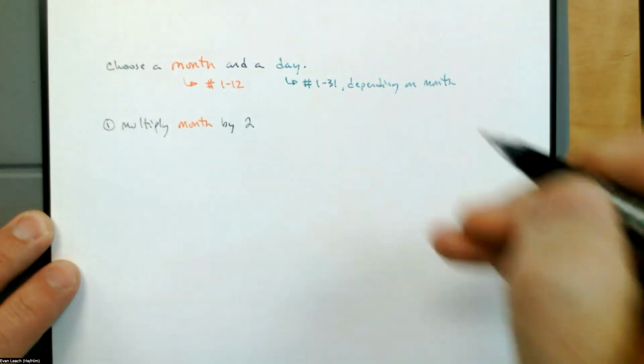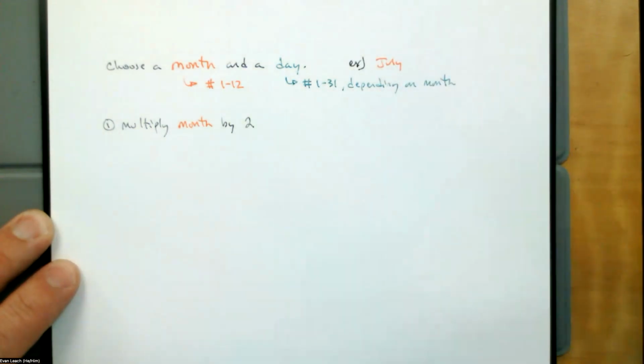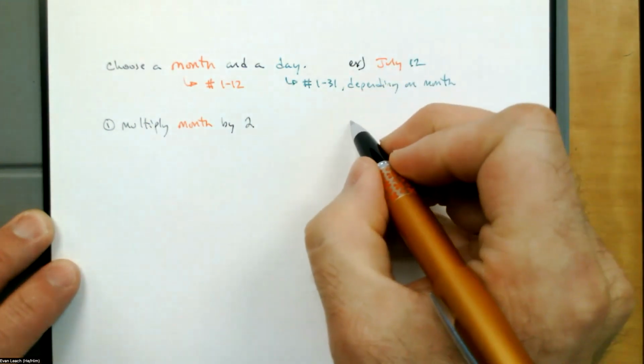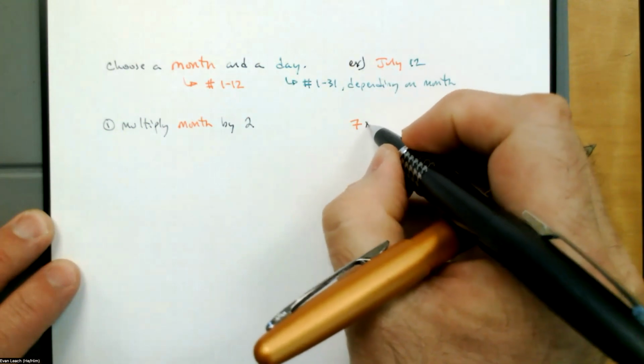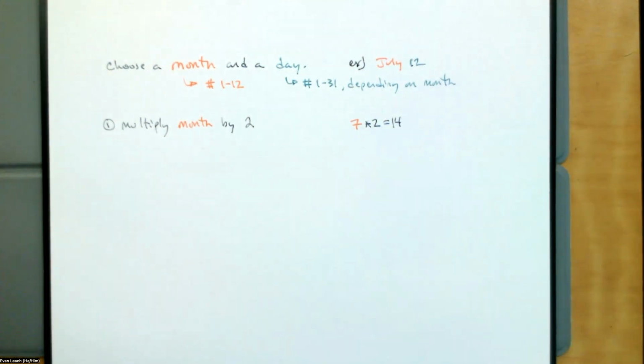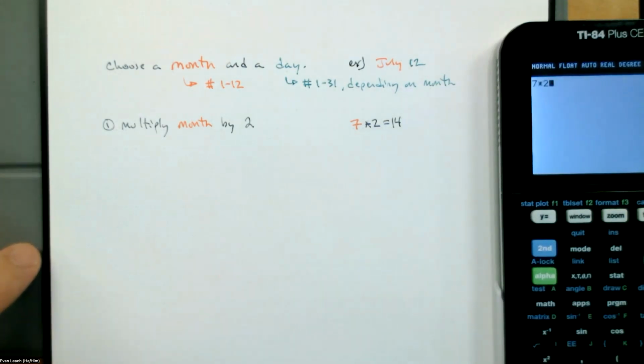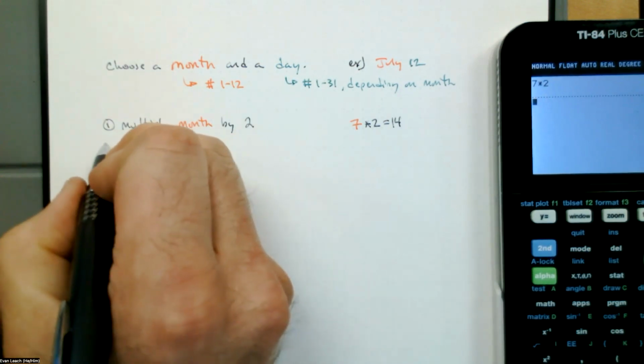I'm going to do it as an example. July 12th. So as my example, I would take July, which is 7, and multiply by 2. And now I have 14. I'm going to grab a calculator because at one point we're going to be multiplying by 50. That's foreshadowing. We just multiplied by 2. 7 times 2, 14.